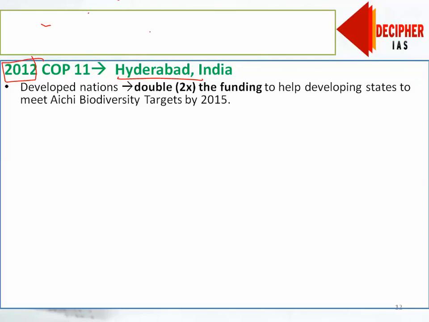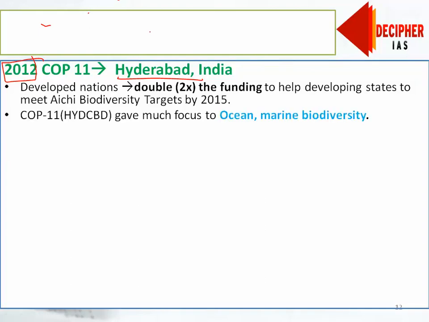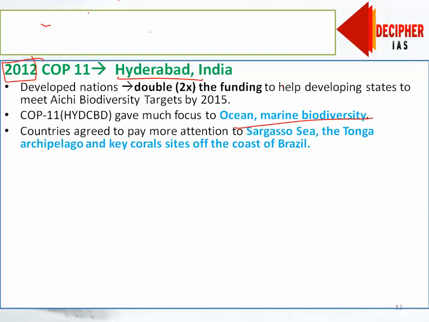Developed nations said that they will double the funding to help developing countries meet the Aichi biodiversity targets, which I have recently told you. Then COP11 also gave much focus on ocean and marine biodiversity. So they focused more on ocean marine biodiversity. Countries agreed to pay more attention to the Sargasso Sea.